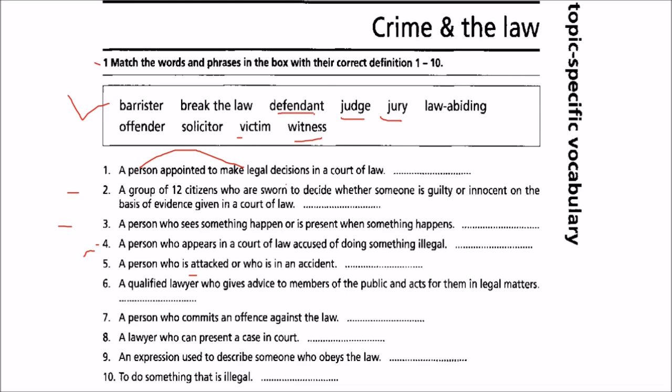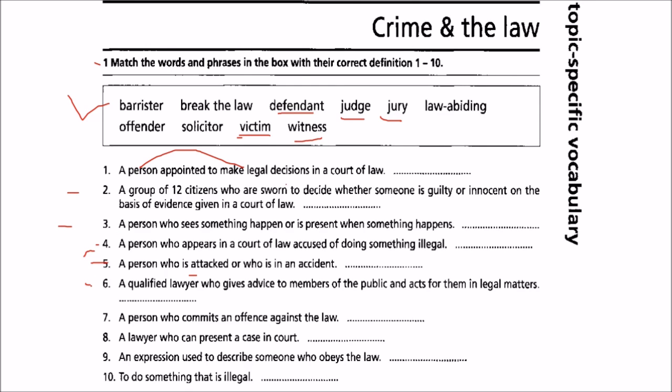The defendant, because he has to defend himself because he has done something and he is charged of doing something, a crime or illegal thing. Fifth, a person who is attacked or who is in an accident. We call him the victim. The victim, the person who has suffered, is victim.